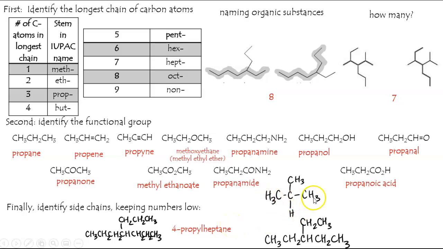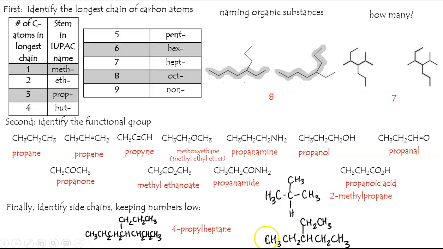How about this one? Longest carbon-carbon chain is 3, so it's a derivative of propane, and it has a methyl group in it. So we simply could call it 2-methylpropane. You probably could just drop the 2 there, because if you put it at the 1 position, it's butane.